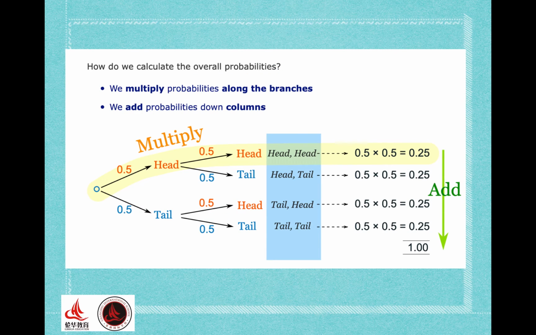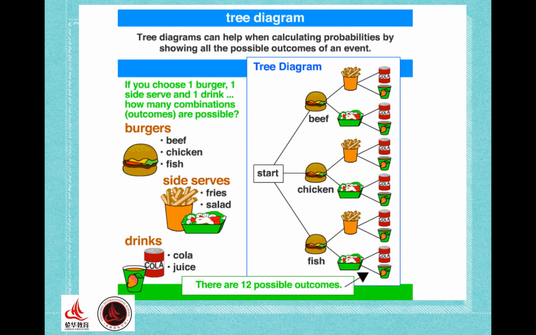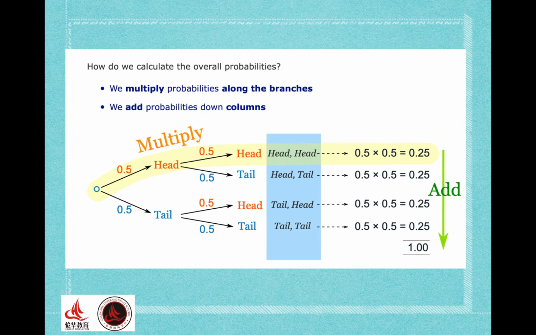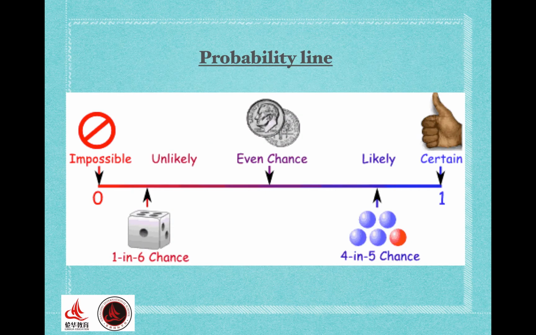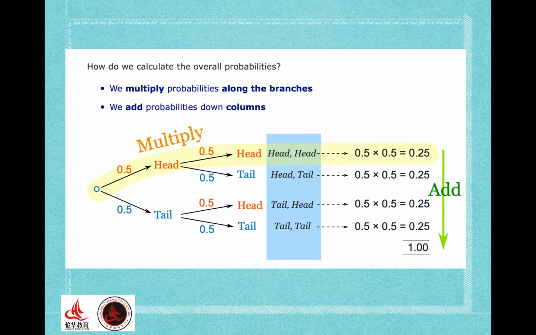So how do we calculate the overall probabilities? Okay, so you can see here's a diagram. Now let's have a look. So if we are tossing a coin, we have heads and tails. Let's go back. So it's a 50-50 chance. Okay, so we can have heads heads, heads tails, tails heads and tails tails. So this is tossing basically 2 coins.